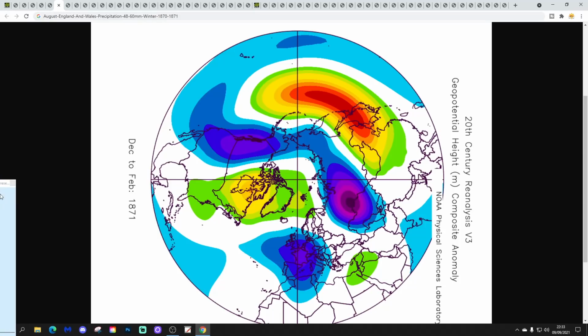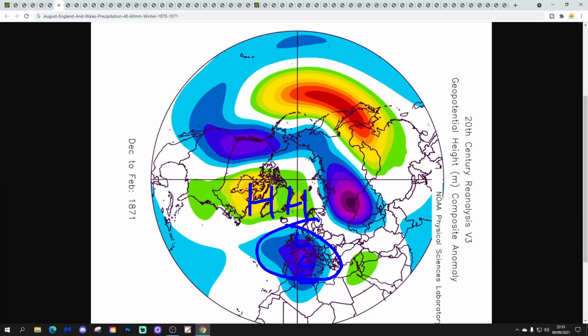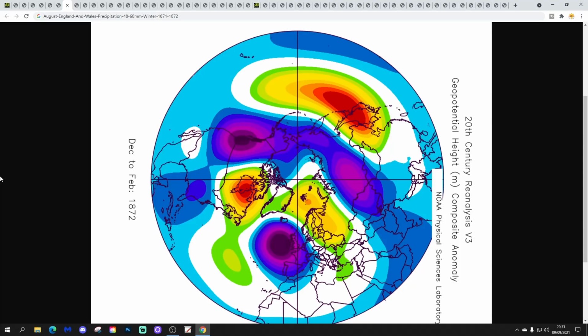And we've got 1870-1871. Again, we're blocking to the north and below average heights to the south. The blocking is weaker though, so I don't think that is a particularly cold winter. Probably quite a wet one though. We've got 1871-1872, also looking like a very wet winter. This was probably quite mild as well, with below average heights over to the west of the country, and we're bringing in winds from off the Atlantic.